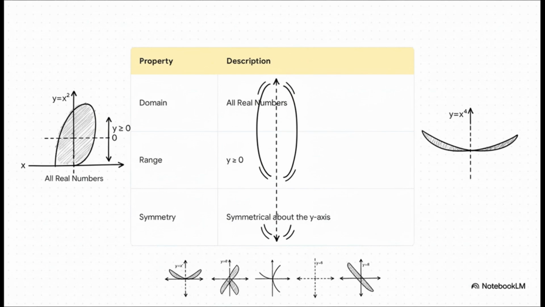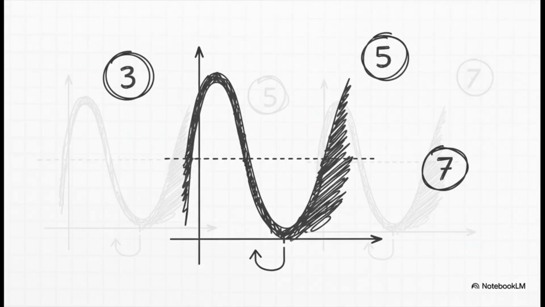And the big one? They are all perfectly symmetrical around the y-axis. It's like a perfect mirror image of itself. Now, let's change things up. What happens if a is a positive odd number, like 3 or 5 or 7?